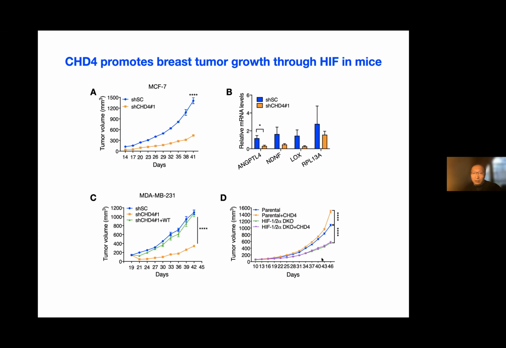Further, we found CHD4 overexpression can increase tumor growth, and this can be abolished by knockout of HIF-1 alpha and HIF-2 alpha, indicating that HIF is required for CHD4-mediated tumor growth.